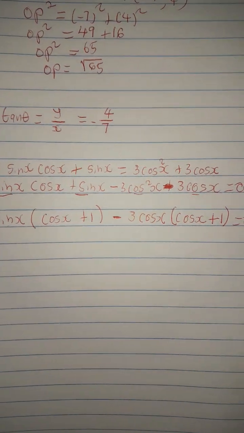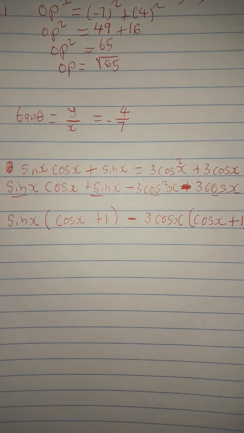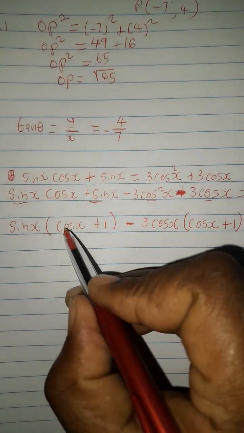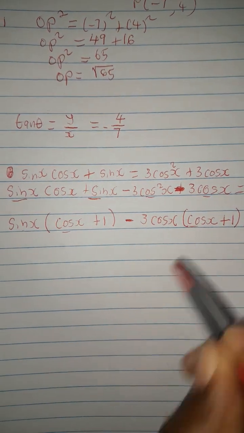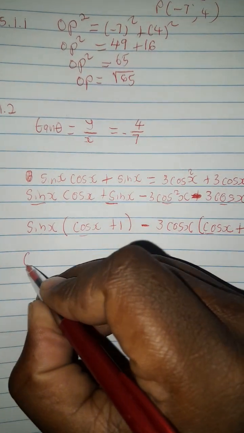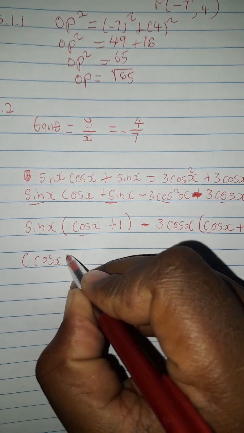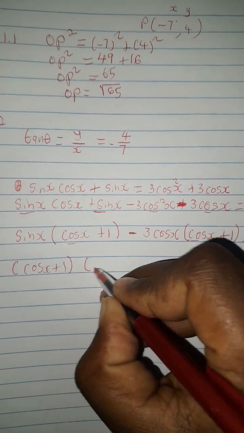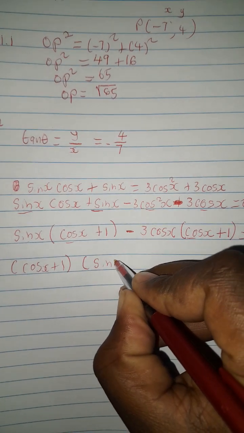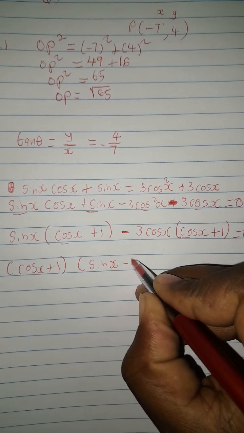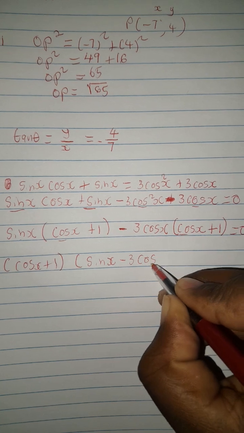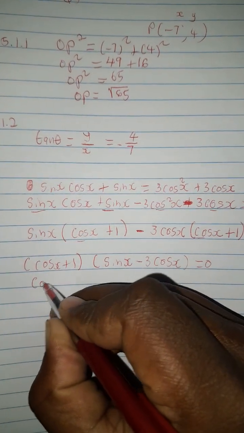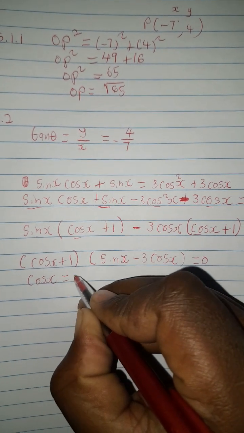Yes, so we are going to factorize this using the grouping method. So how do we group? Because we have common factors, a common bracket, we only take 1 here. So in this case, you're going to have cos x plus 1. You only take 1 bracket since they are common. Then sin x minus 3 cos x. We are grouping, remember, equated to 0. So this will be cos x equals negative 1.